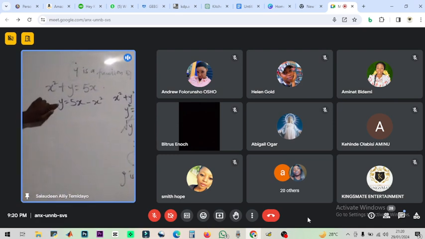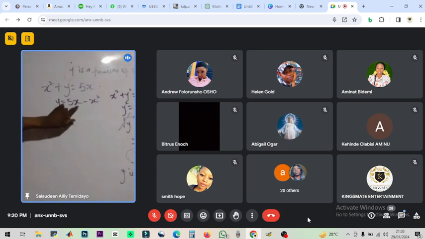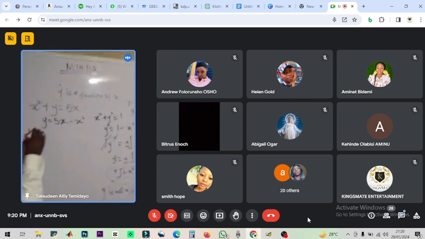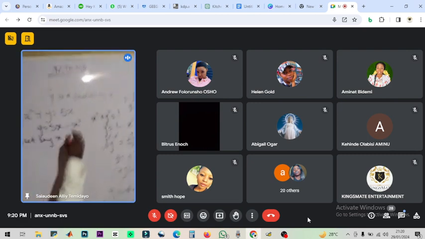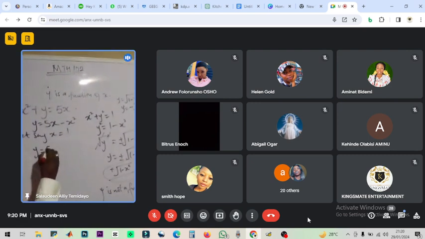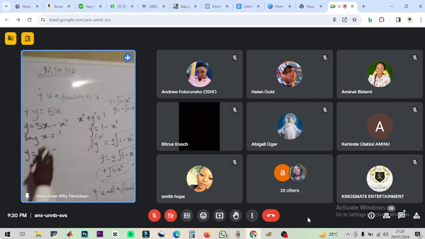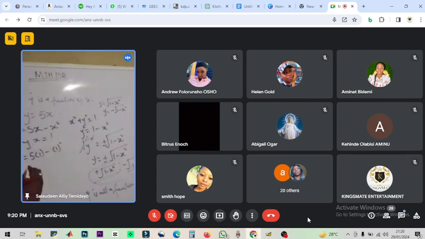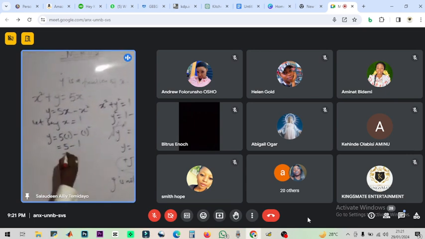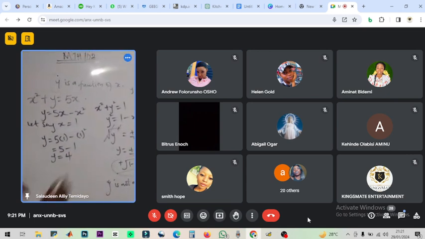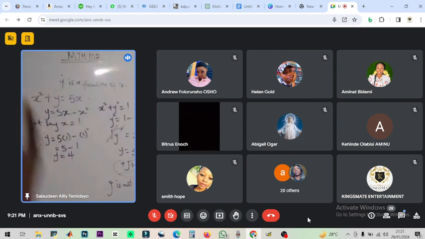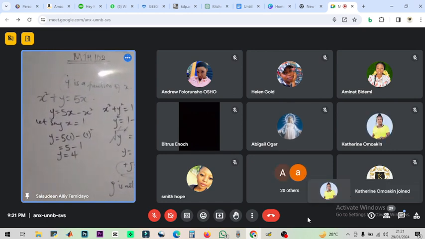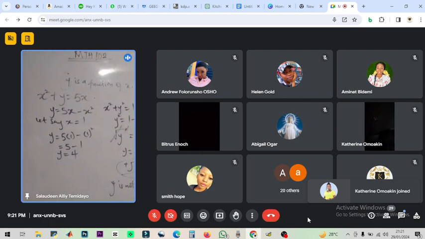Since I can see that y will only give me one answer, let's say x equals 1. Then y equals 5 times 1 minus 1 squared. That's 5 minus 1 equals 4. So since I can get just one value for y, the one value is 4. Definitely y is a function of x.